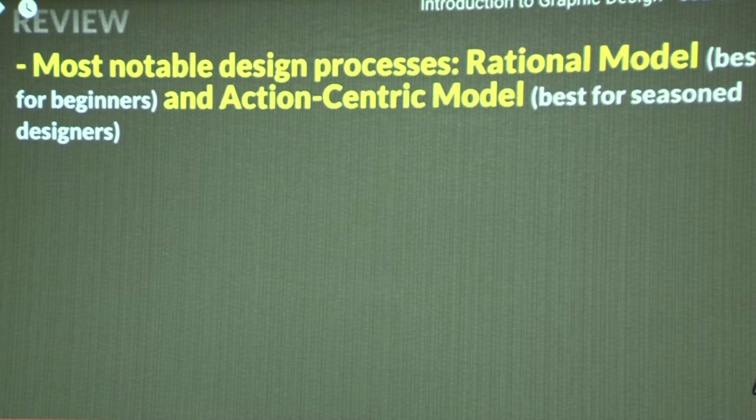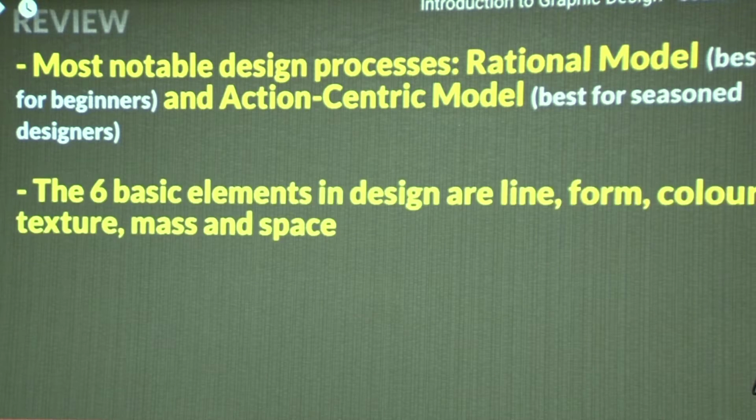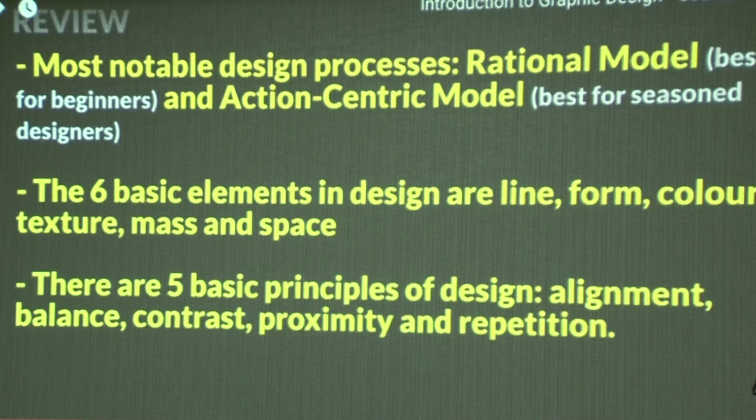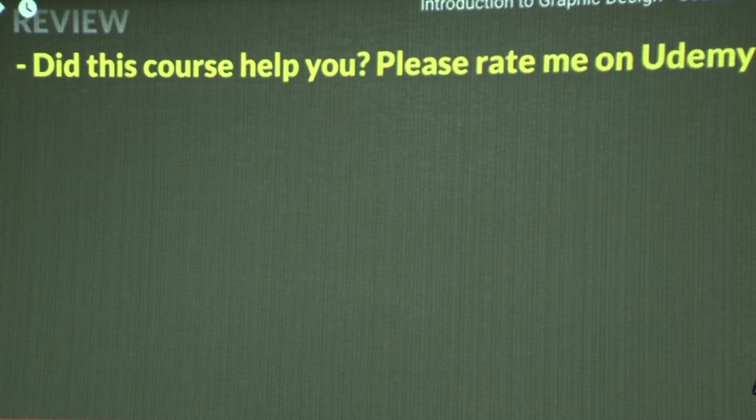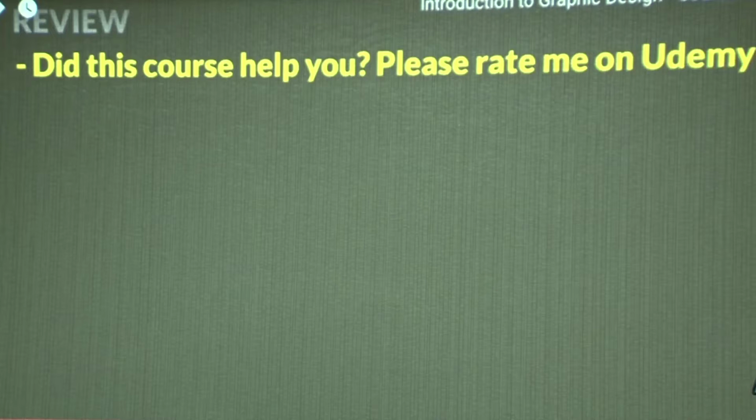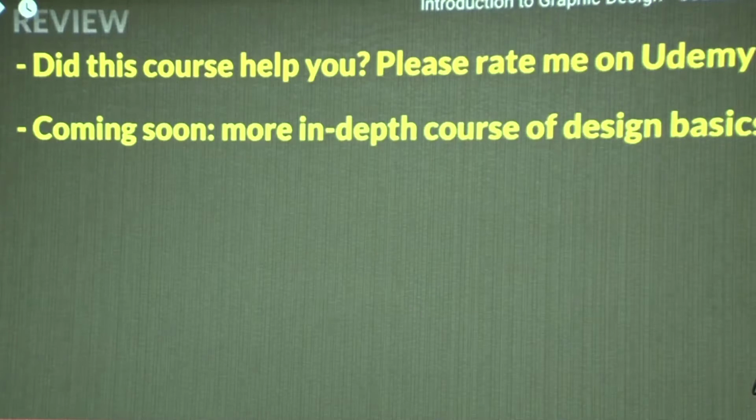The rational model is ideal for beginner designers as the process is better documented. The 6 basic elements in design are line, form, color, texture, mass, and space. There are 5 basic principles of design: alignment, balance, contrast, proximity, and repetition. I hope that this course has made it easier to understand what design truly is. Once again, I must disclose that I've only scratched the surface of the design basics, and I will tackle them in a more in-depth course in the future.